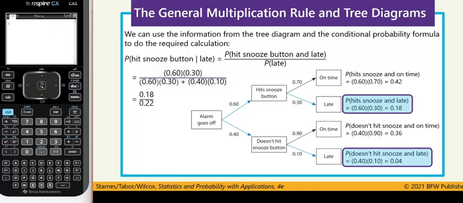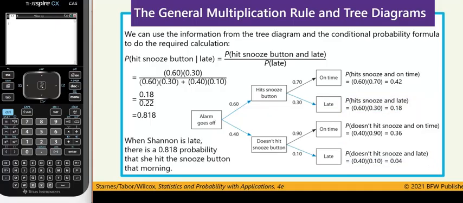I don't think you have to write that previous one. I think you just write 18% divided by the given of 22%. The given is that you are late. And that ends up being 81%. Shannon hits the snooze button 81% of the time, about 0.8 probability, in the morning when she's late.